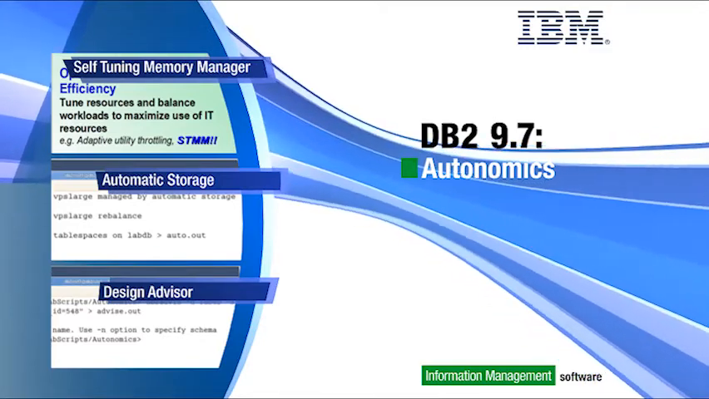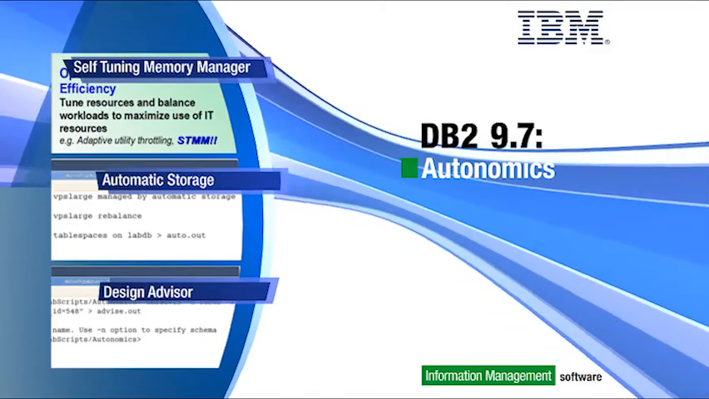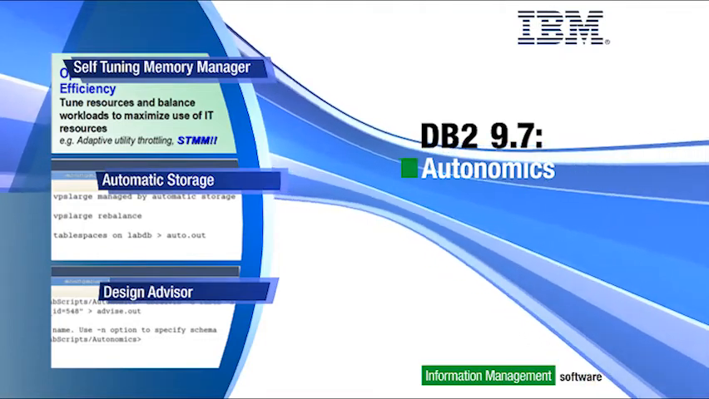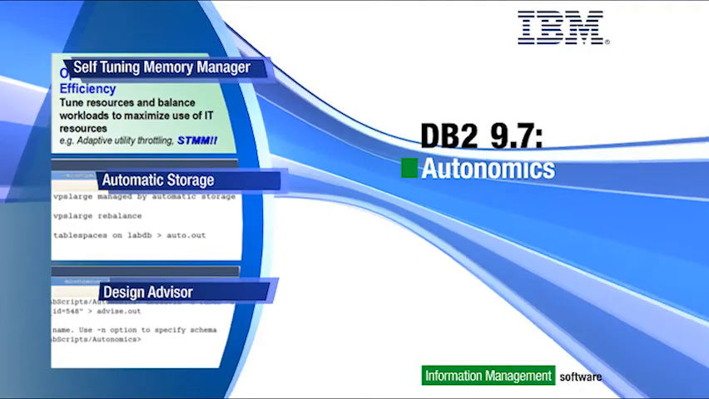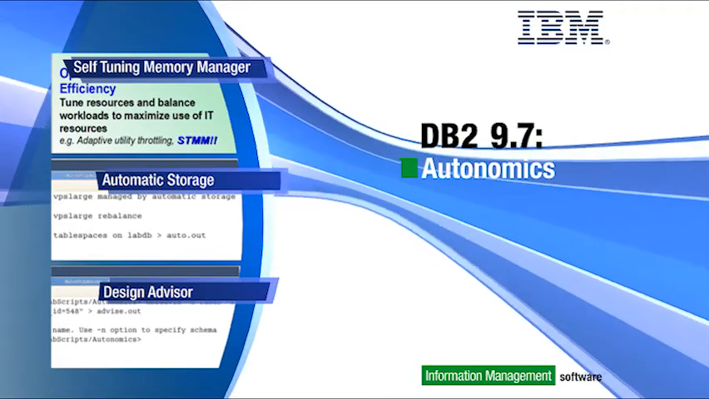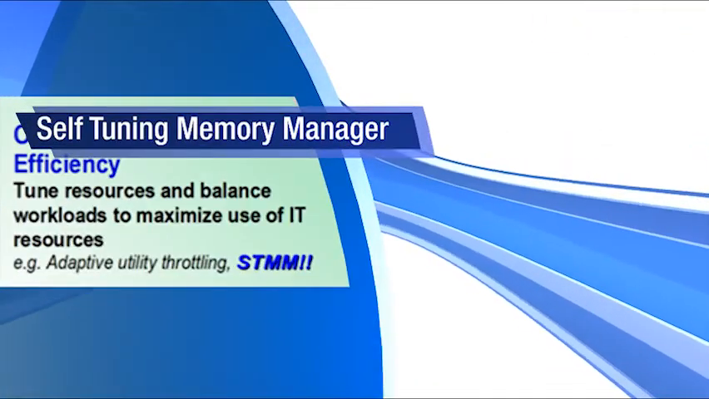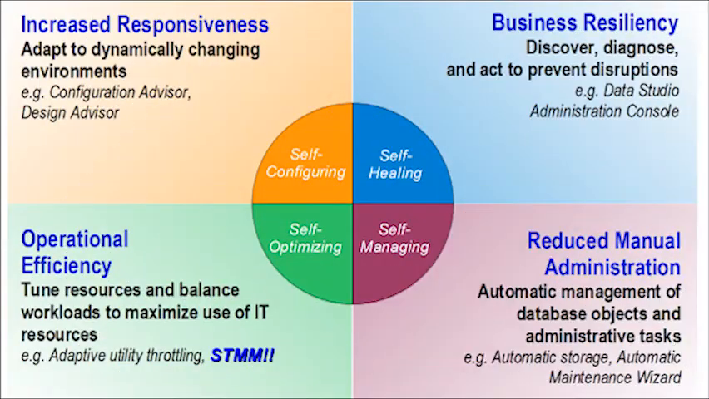IBM is committed to building autonomic features and tools into DB2. By choosing DB2 or any IBM information system, you will receive the added benefit of saving more time when compared to our competitors. Let's take a look at some of DB2's autonomic computing features.